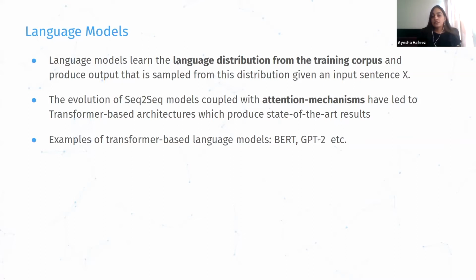And the evolution of sequence-to-sequence models from autoencoders to transformers, through the discovery of attention mechanisms, produced state-of-the-art results in language generation tasks. A couple of examples of these transformer-based models are BERT and GPT-2.